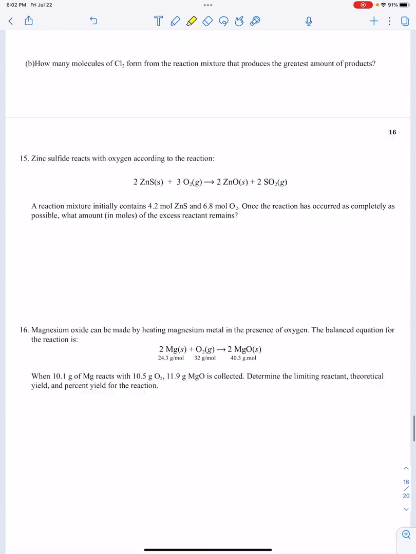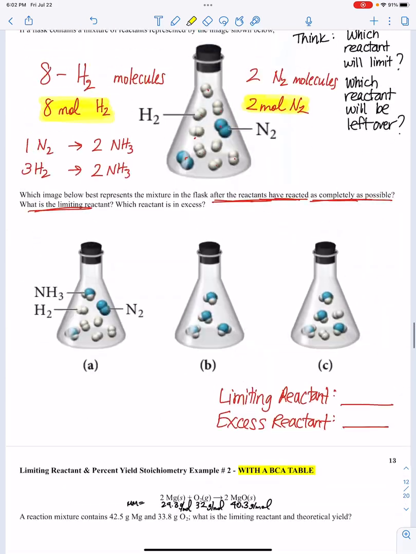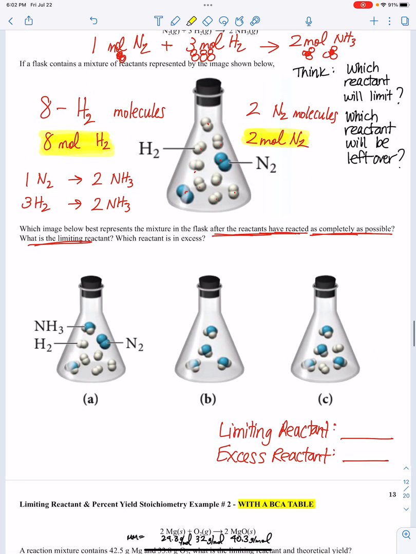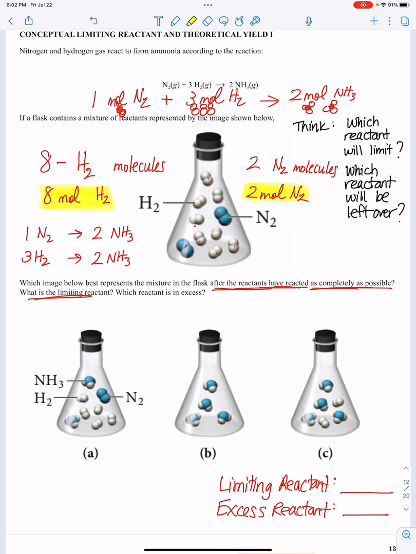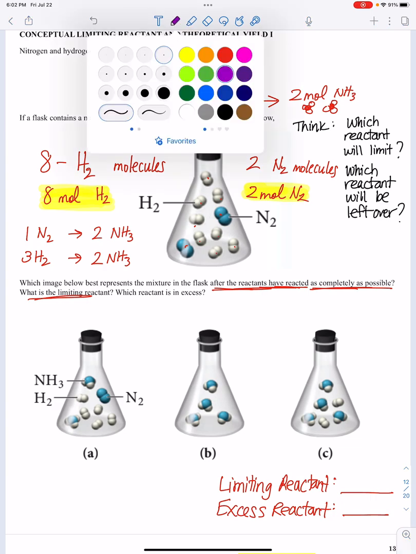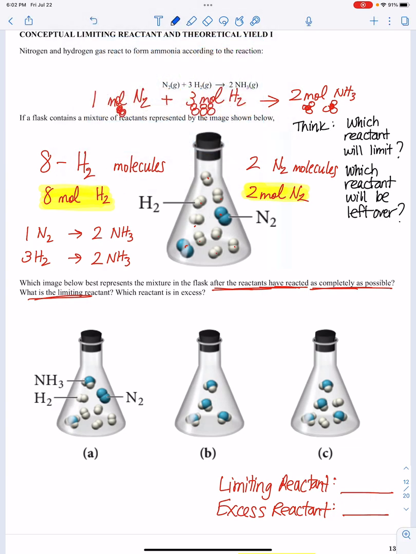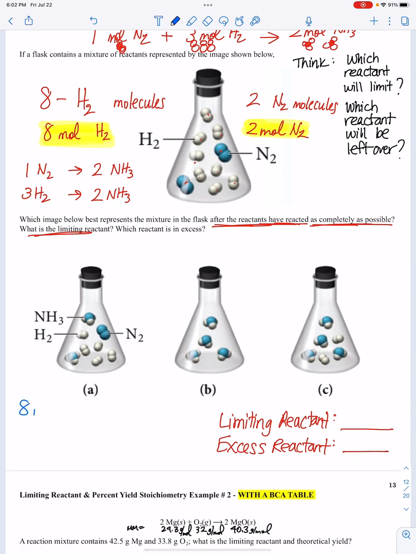Alrighty, so let's just get into it. Let's go back to the conceptual question here. So here's this chemical reaction, the synthesis of ammonia. For every 1 mole of N2, I need 3 moles of H2, and I'll make 2 moles of NH3. So I have to think to myself, all right, I have this reaction mixture that has 8 H2s and 2 N2s. Let me do the math on the side here.